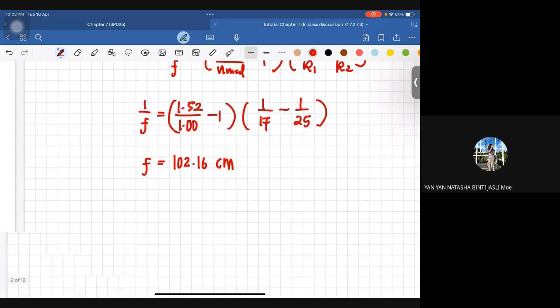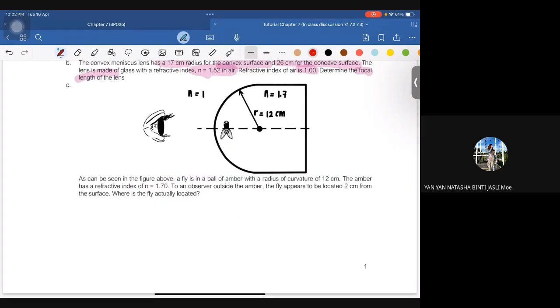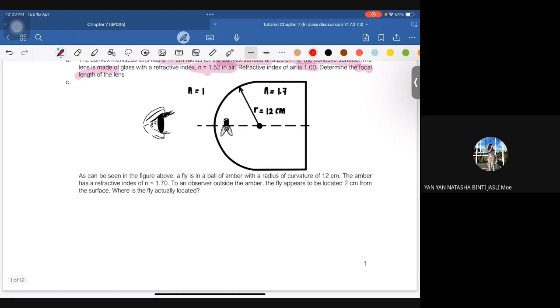Last question, question C, which is a fly. So this is an example question of a spherical surface. We have a fly which is in the amber. So the fly is the object. It is inside this amber. The radius of curvature is given as 12 centimeter. The amber has a refractive index of 1.7. To an observer outside the amber, the fly appears to be located 2 centimeter from the surface. So where is the fly actually located? Actually located meaning the object. We have to find the object distance.